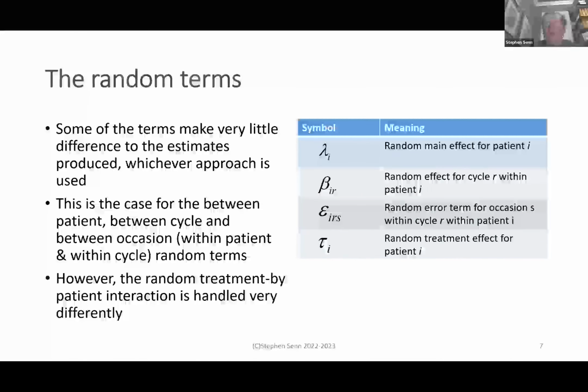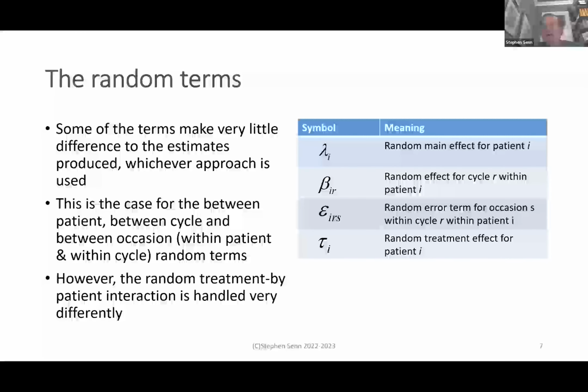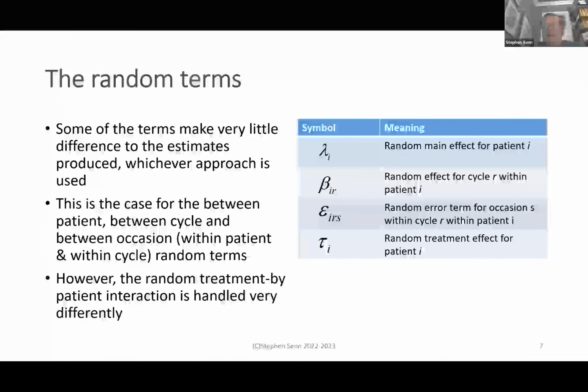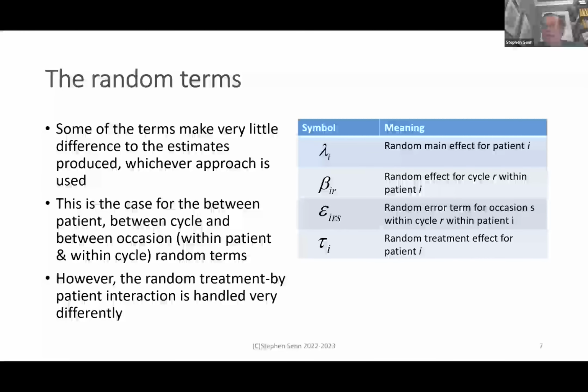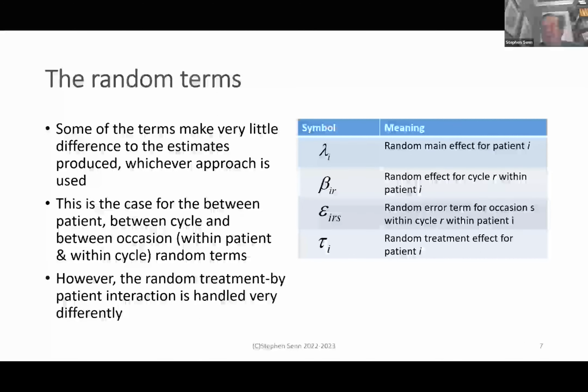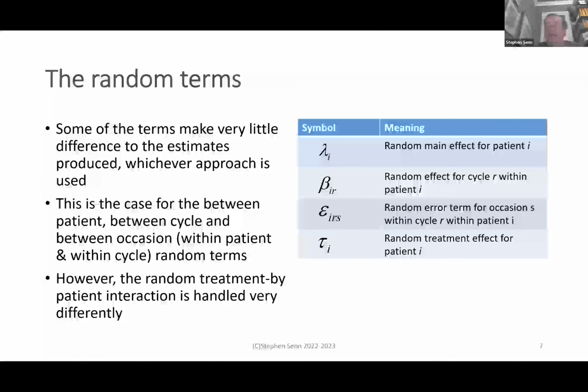So if we have a look at the random terms, just to summarize this, lambda sub i is the random main effect for patient i. Beta sub ir is the random effect for cycle r within patient i. Epsilon irs is the random error term for occasion s within cycle r within patient i. And tau sub i is a random treatment effect for patient i. It's this thing which is particularly of interest here.